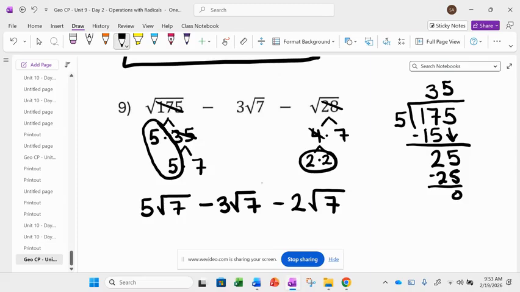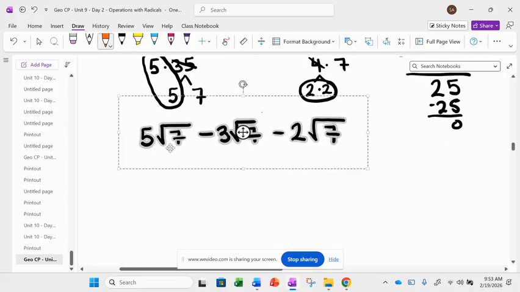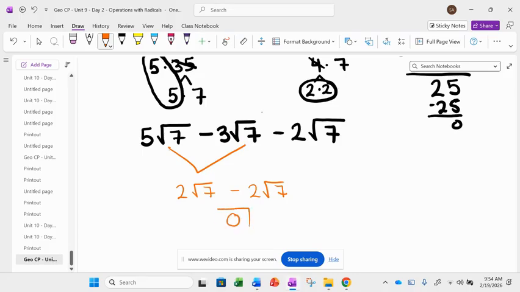Since they're all root 7, root 7, root 7, can I simplify all of them together? Yeah, so let's just do 2 at a time. So if I have 5 root 7 minus 3 root 7, what does that give us? 2 root 7, perfect. But then if I have 2 root 7 minus 2 root 7, I have some quantity and I'm taking that same exact quantity away. What is that? 0. Yeah, if I have some quantity and I take that exact quantity away, we're left with 0.